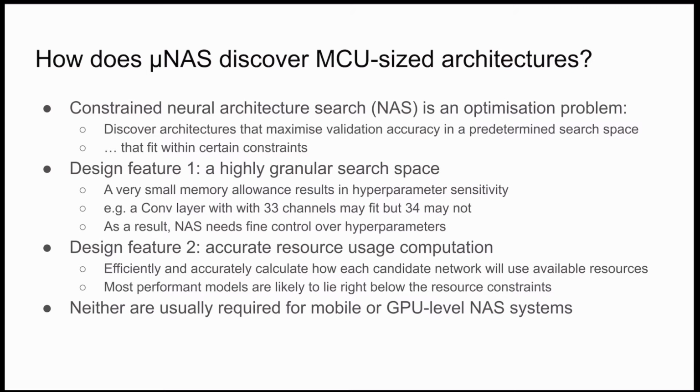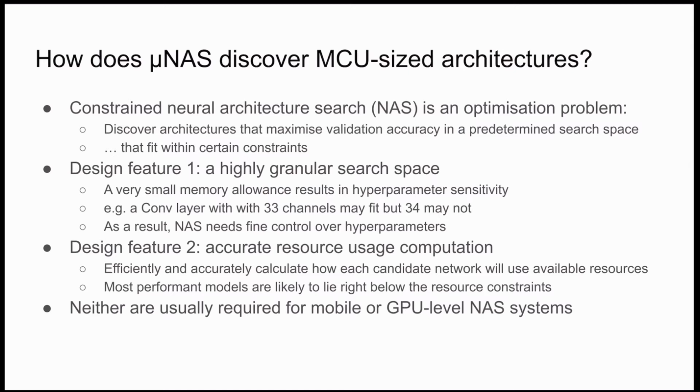For example, if NAS were to choose to use a convolutional layer with 33 channels, this may not fit in memory, but the one with 32 channels may in fact fit in memory. Now, the second design feature is an accurate resource usage computation. In fact, we would expect most performant models to lie just below the resource usage caps, which makes it really important to precisely identify suitable architectures and guide the search this way.